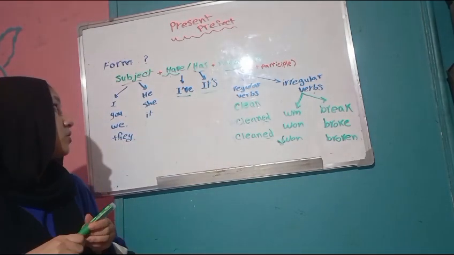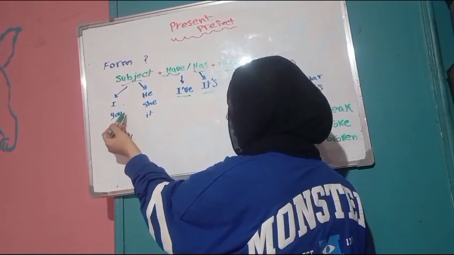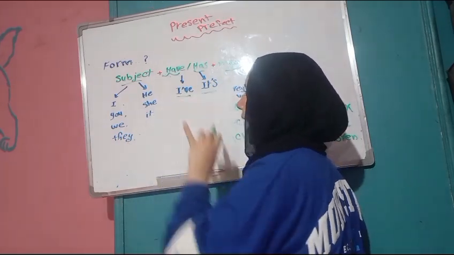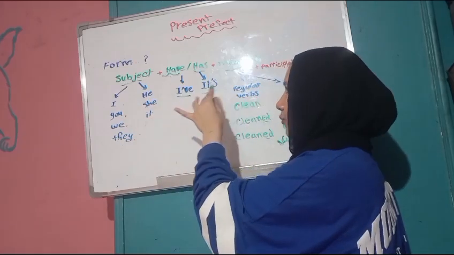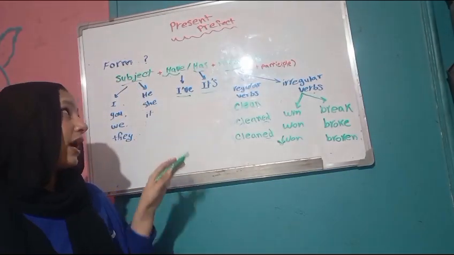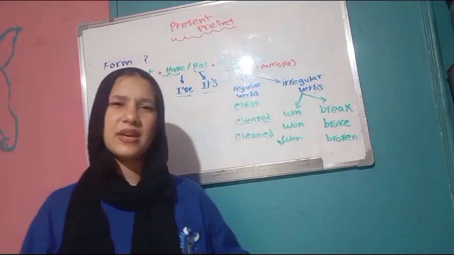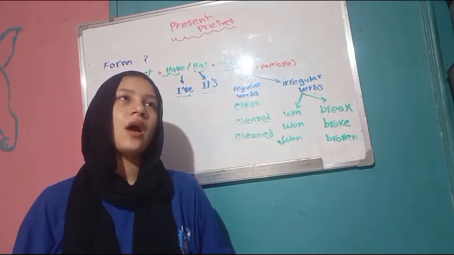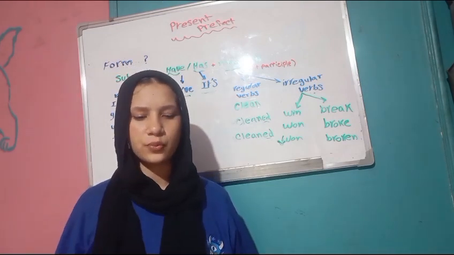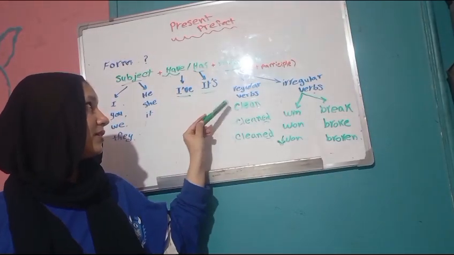Okay, so let's begin with the subject. As we know, the subjects I, you, we, and they come with have, but he, she, or it comes with has. And right now I want to tell you something: have or has are not the main verb. They just come as helping verbs. So when we say it, we must say it in a short form, like I've eaten. Okay?